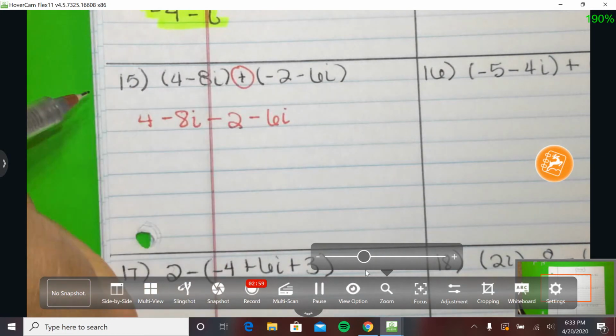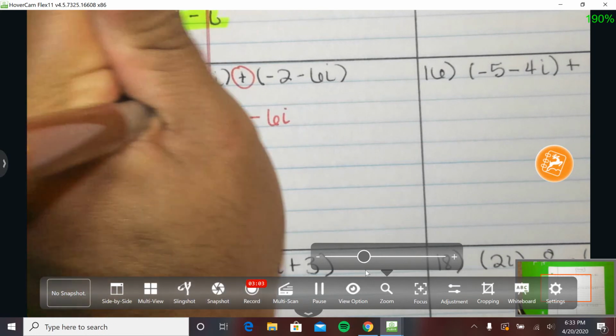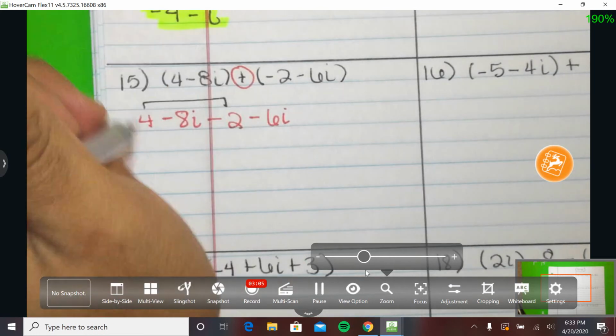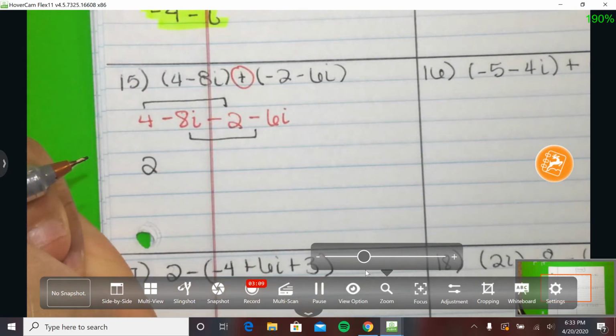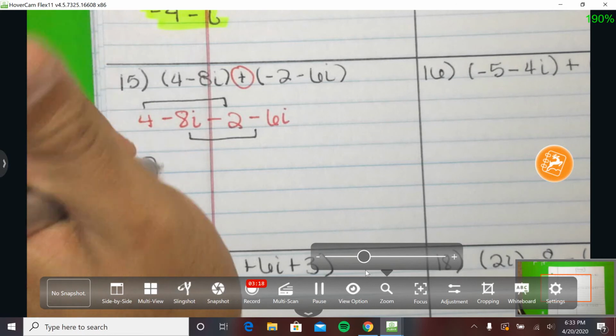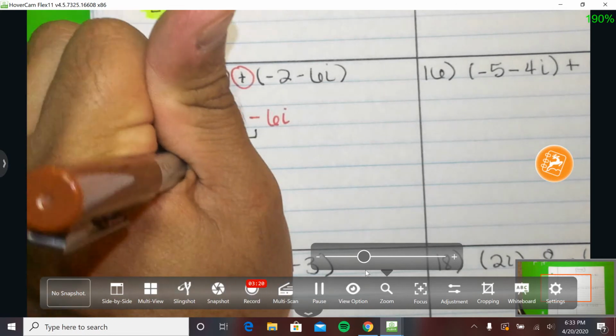So keep in mind this is 15. I'm jumping around because I'm doing all the pluses first. So combine these two. 4 minus 2 is a positive 2. And then a negative 8i minus 6i. Both of them are negative. So when you have like signs, you add them and keep that sign. So you have a negative 14i.